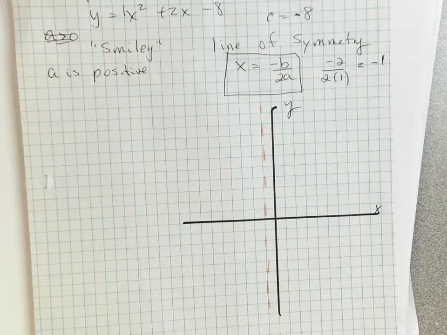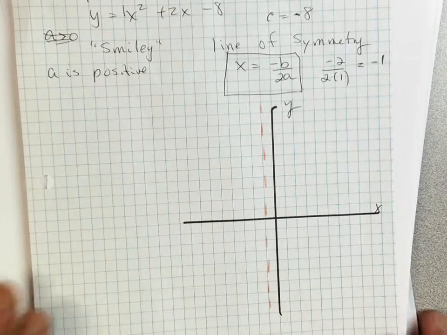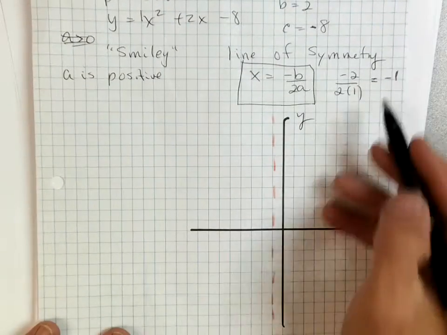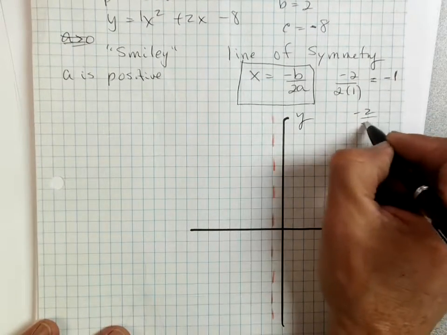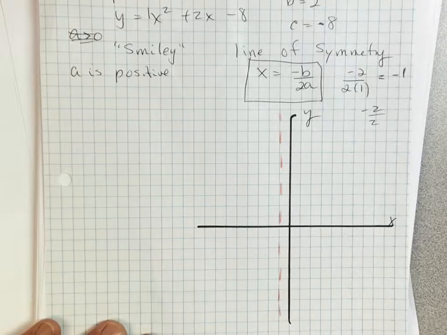So the line of symmetry is at negative 1. So I went at negative 1, and this is my folding line, okay? How did you get negative 1? Negative 2 divided by 2, right? Yeah. Okay.